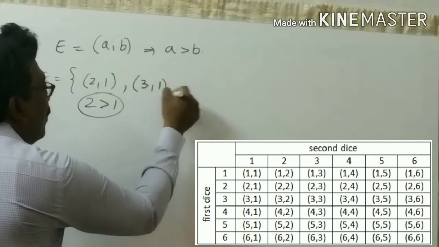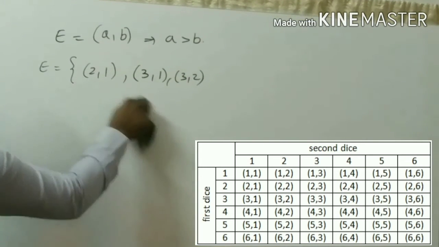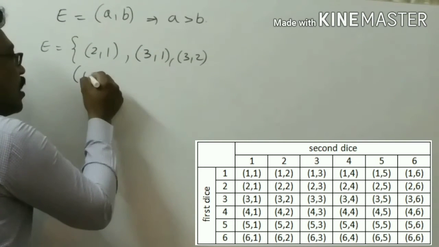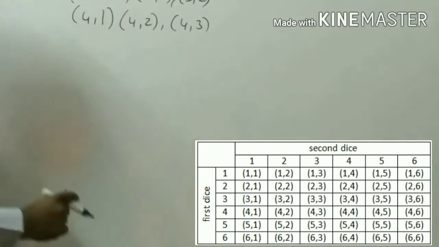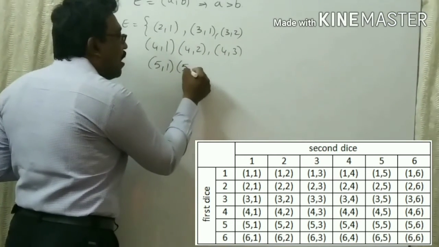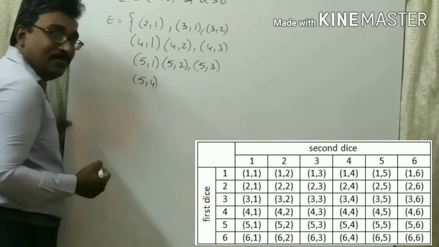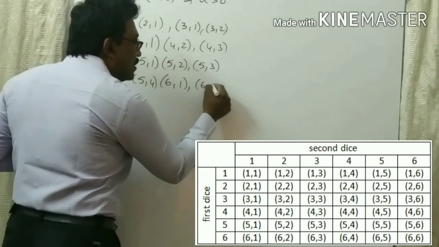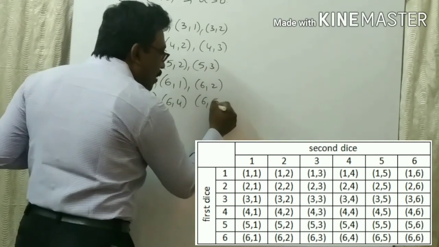The next one is 3. 3 comma 1, 3 comma 2. Next, is 3 comma 3 possible? No. 3 comma 4? No. Now come to 4. 4 comma 1, 4 comma 2, 4 comma 3. 4 comma 4 is not possible. Come to 5. 5 comma 1, 5 comma 2, 5 comma 3, 5 comma 4. 5 comma 5 is not possible. With 6: 6 comma 1, 6 comma 2, 6 comma 3, 6 comma 4, 6 comma 5.